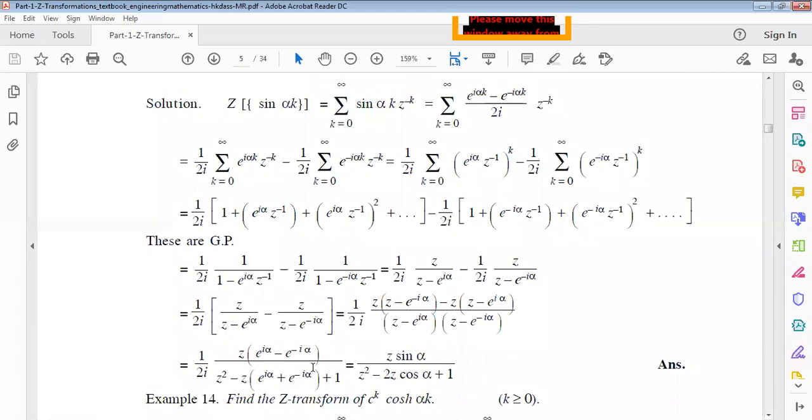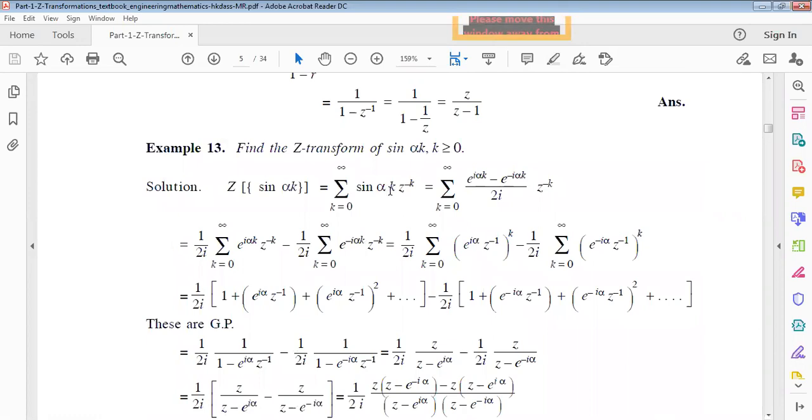Now taking the LCM, we get this one. This is the whole. It can be written as sin alpha. This is also cos alpha. Okay. This is the result. In exponential form in complex numbers, you will get this formula. You will get this formula, sin alpha k equals to this. In complex numbers, it has a formula.